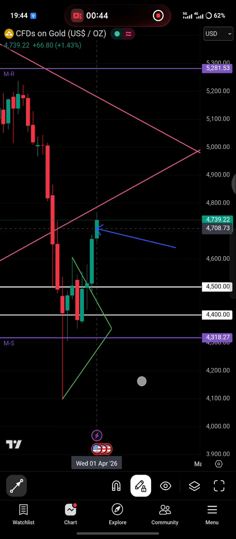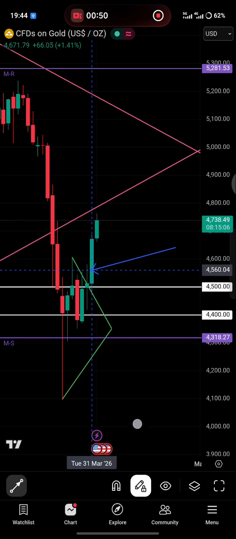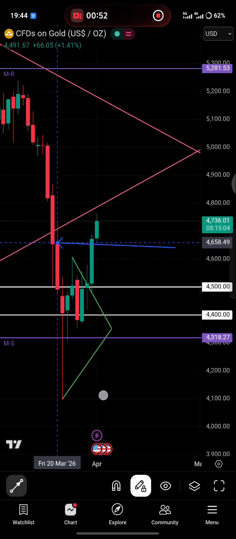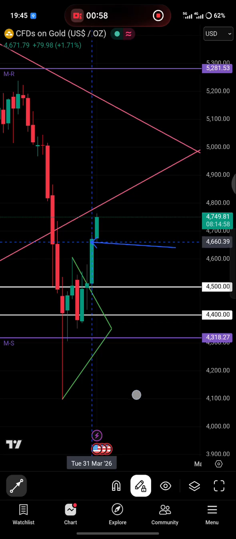Why is it broken? Because the previous candle, the yesterday candle, the Tuesday candle, went all the way up to attack what? Attack resistance, right? And then break resistance, which is telling us that the daily time frame is trying to form a bullish price action.